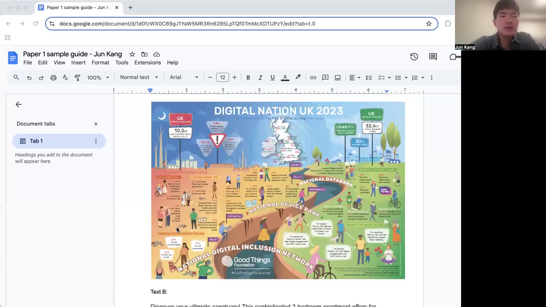So on the top of text A, let's look at this. We see the title Digital Nation UK 2023, but that title is immediately followed by the subtitle, Facts and Stats to Fix the Digital Divide for Good. What does this do? What do you think? I would say this sets a clear, reformist purpose, right? It immediately frames the entirety of the text, because the title is usually what you read first. It frames the entire text as a data-driven appeal towards what? Social equity, right?